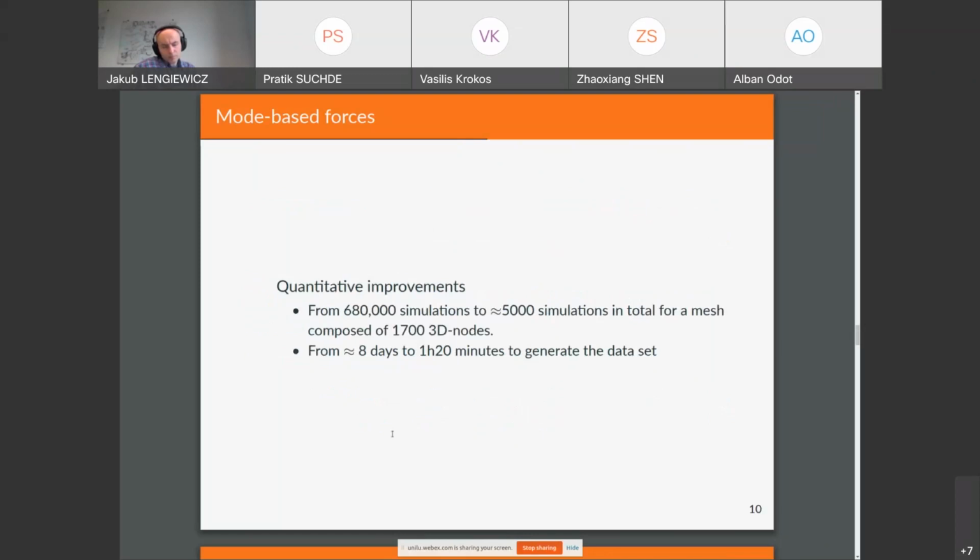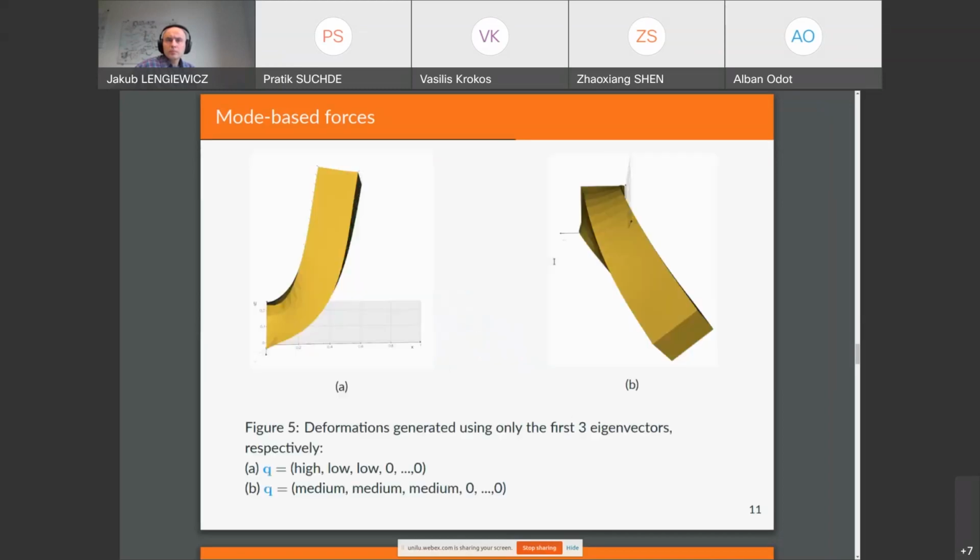So from our tests, we considered a beam composed of 1,700 3D nodes, and we went from a dataset composed of 680,000 simulations to around 5,000 simulations, for the same result. So we went from 8 days of computation to generate the dataset to around 1 hour and 20 minutes. So it's quite a good improvement, I guess.